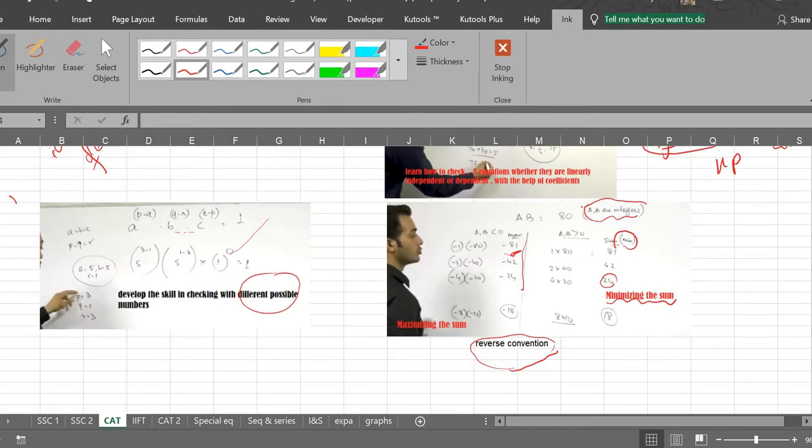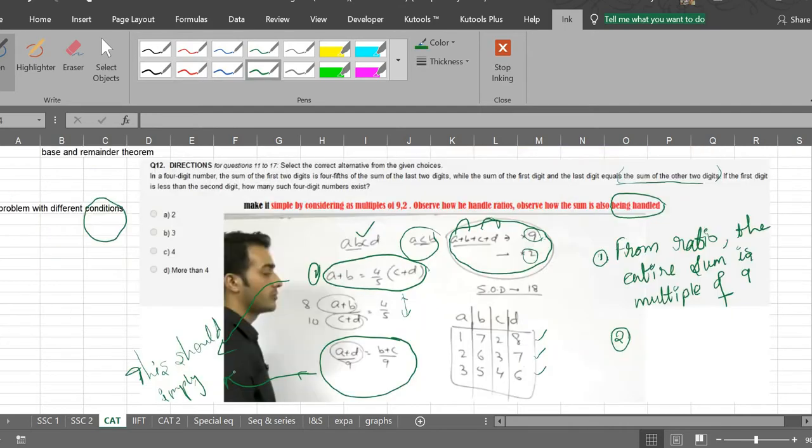Minimizing and maximizing. If it is given the numbers are integers, take the possibility of negative integers into consideration. Then you can work accordingly. See, in this kind of a question, you have to infer certain things, and through repetition this logic will be embedded into your mind.